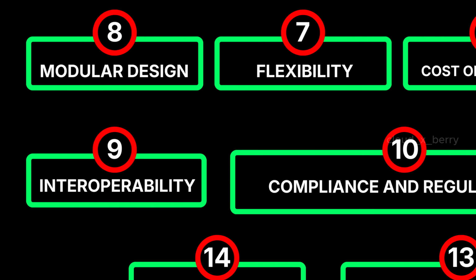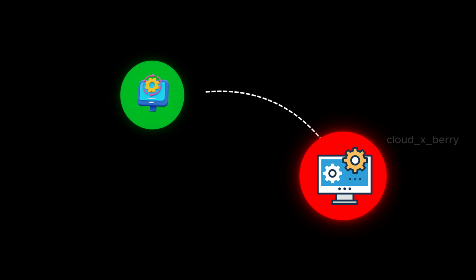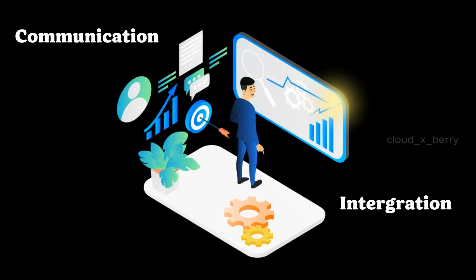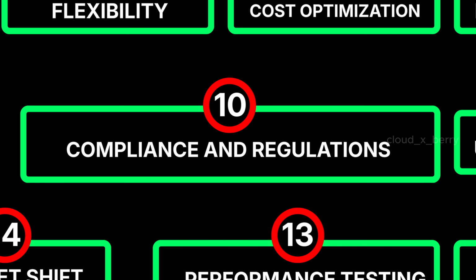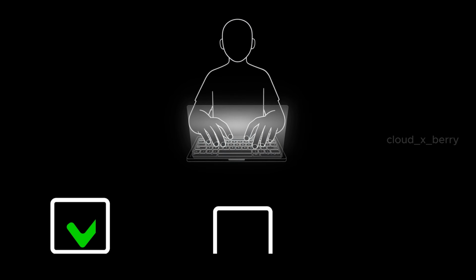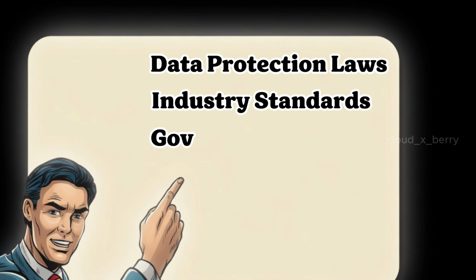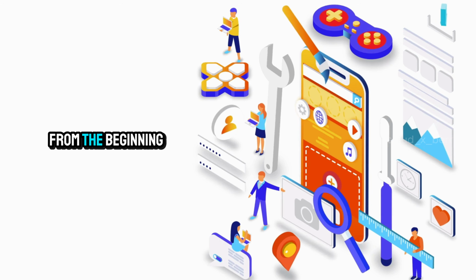Another thing to consider is interoperability. No system works alone. It has to connect with other systems, tools, or external services. Good design ensures smooth communication and integration using standard approaches. Then comes compliance and regulations. Depending on where you are working, there are rules you must follow. Data protection laws, industry standards, government policies. A good system is designed with these constraints in mind from the beginning.